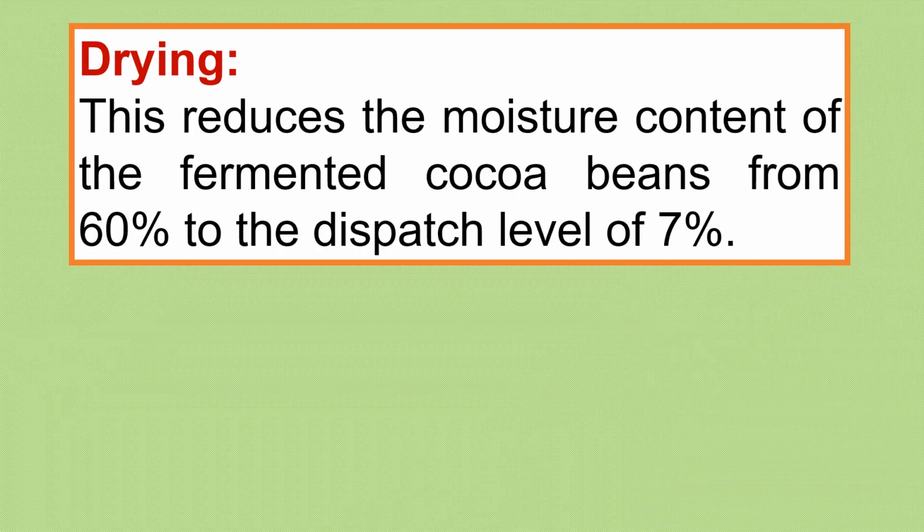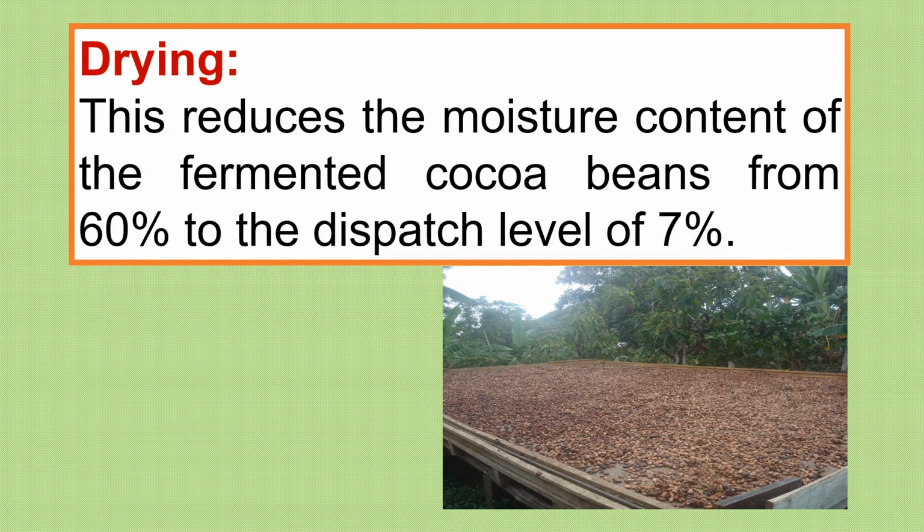After cleaning, the beans are passed for drying. Drying is an essential step in order to reduce the moisture content of fermented coca beans from 60% to a safe moisture content of 7%. Drying is done by the conventional sun drying method or by mechanical drying methods.